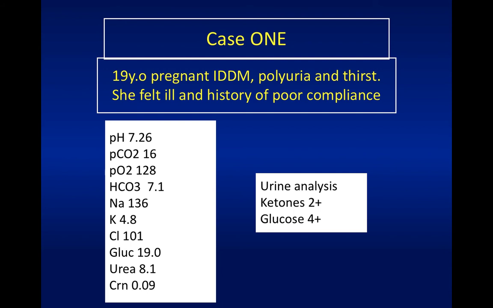The anion gap is that result of 136 minus 108. So that's 28. That's very high. She's got a high anion gap metabolic acidosis. Her urea and creatinine are slightly high, but her glucose is very high, and I'm suspecting she's got a ketoacidosis as the cause of her metabolic acidosis.